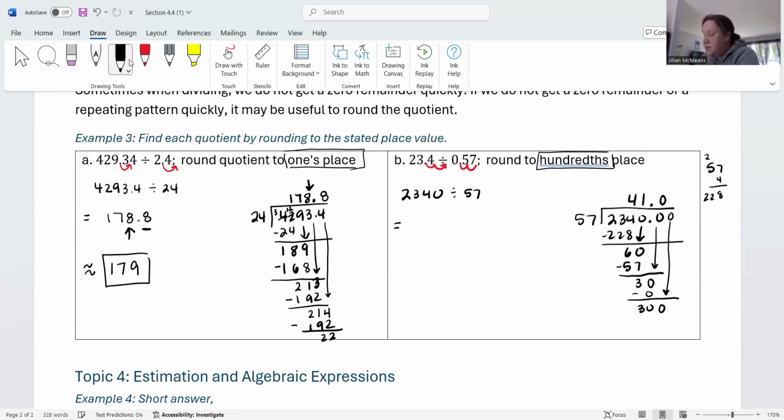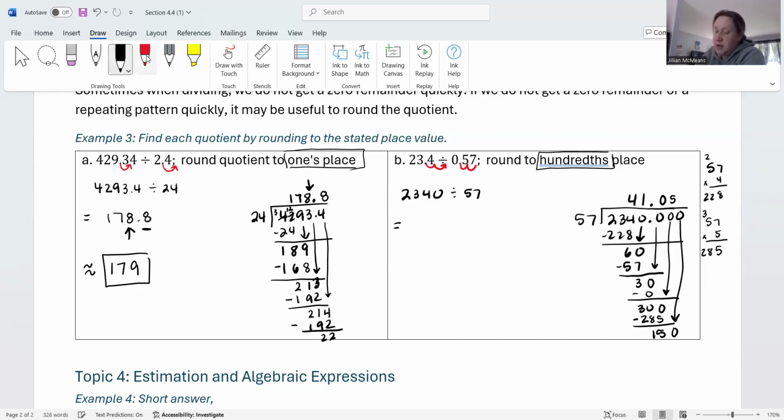So let's estimate 57 into 300. I know it won't go in 6 times. 6 would be too much, but let's see if 57 will go into 300 5 times. So let's see what 57 times 5 is. So let's see, 5 times 7 is 35. So I keep a 5, I carry a 3. 5 times 5 is 25, plus 3 is 28. So 285, that works. So I can go ahead and say, well, 57 goes into 300 5 times. 5 times 57 is 285. I subtract, I get 15. I have to drop down one more 0.